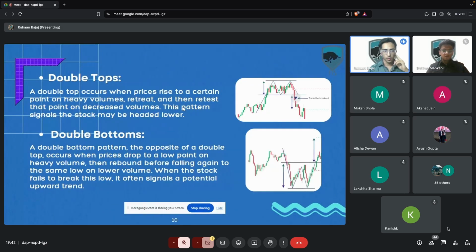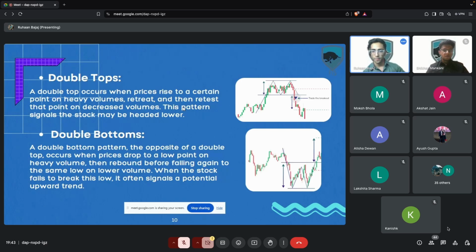Okay, so next up, the double tops and double bottoms. The double top, in simple language, we call it an M pattern. It forms an M. While double bottoms, the opposite, we call it a W. Double tops show resistance, a stock price taking resistance from the same level twice and then showing a downfall. While double bottoms show the stock price taking support from a point twice and then going up.